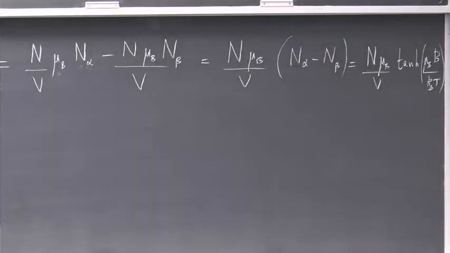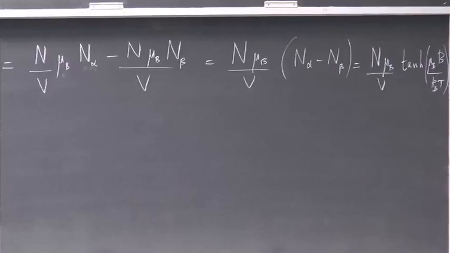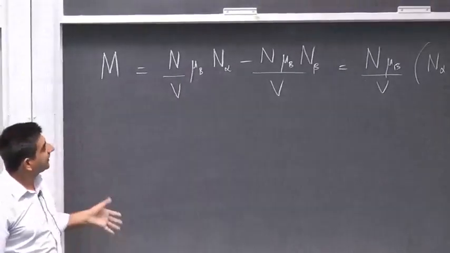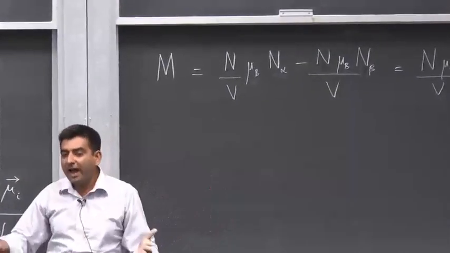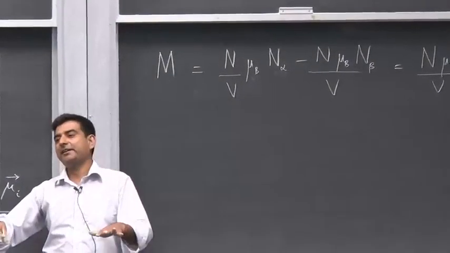Now, unfortunately, the computer isn't working because we don't have the proper cable. I'll show this to you in the next class. But this is the magnetization of an ensemble of spin half particles at temperature T, placed inside a magnetic field B.